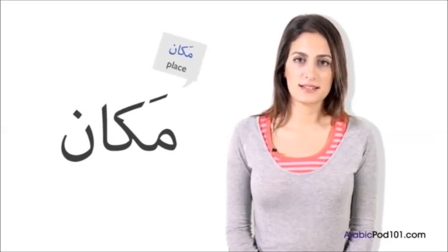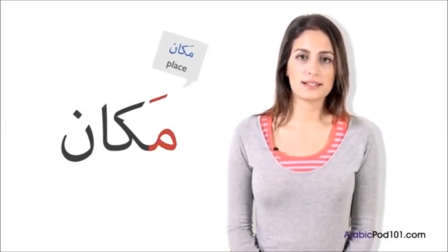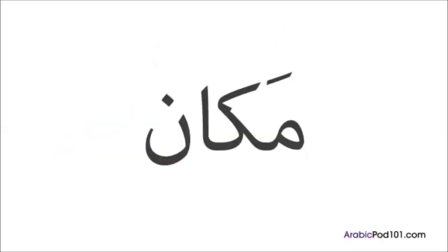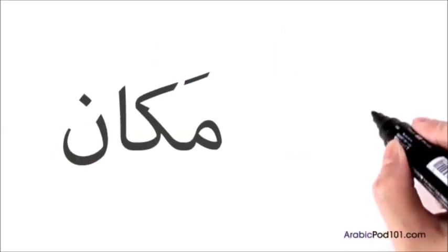Now, let's learn a couple of new words using mim, noon, and some letters we've previously learned. Our first word is makan, meaning place. Here we have a mim with a fatha on top, connected to a kaf. Then we have an alif in the final form because it doesn't have a medial form. After this is noon in the isolated form because it cannot be connected directly to the alif. Let's learn how to write it together. Makan.